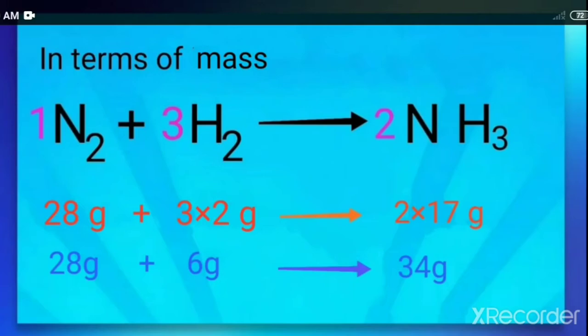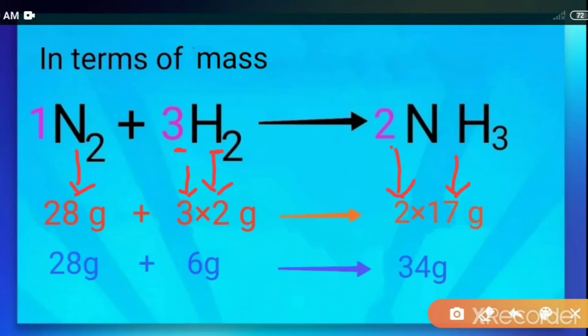In terms of mass, how can we define this equation? As we know, the mass of N2, that is the molar mass of a nitrogen molecule, is 28 gram, and the mass of hydrogen is 2 gram, but there are 3 times hydrogen, therefore we need to multiply 3 into 2. And the molar mass of ammonia is 17 gram, but 2 times ammonia is there, therefore you need to multiply with 2.